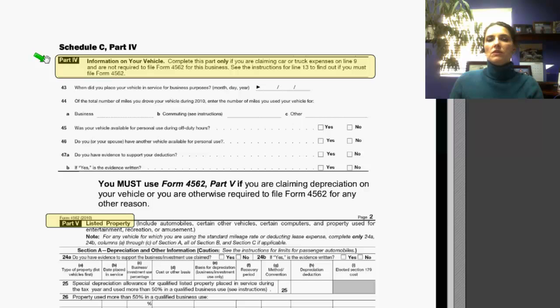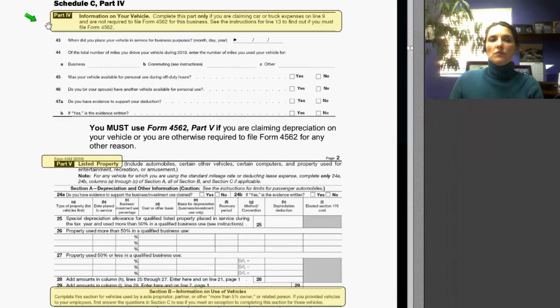But complete this part only if you are claiming car or truck expenses on Line 9 of Schedule C, and you are not required to file Form 4562 for this business. See the instructions for Schedule C for Line 13 to find out if you must file Form 4562. And of course, this is what Part 4 of Schedule C looks like. Underneath, I have a cutout of Part 5 of Form 4562. And you must use Part 5 of Form 4562 if you are claiming depreciation on your vehicle or you are otherwise required to file Form 4562 for any other reason.